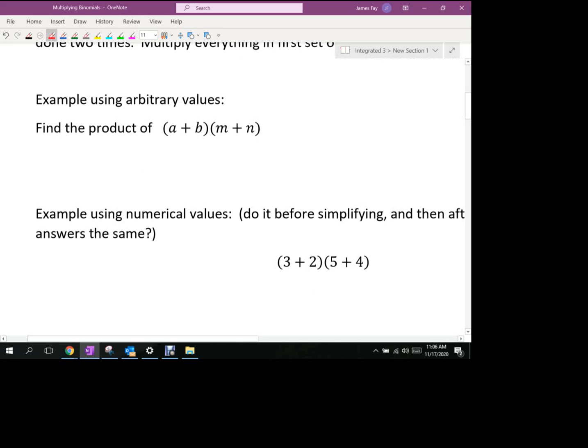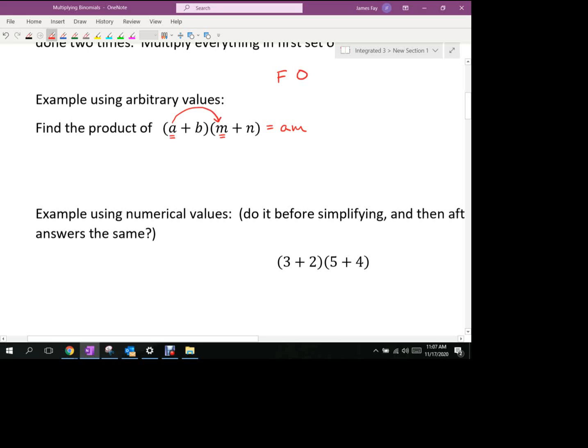If you think about foiling, F stands for first times first, right? So you're going to take the first term here, and multiply it by the first term there. So A times M is just AM. So we took first times first. I like to draw arrows here like this.